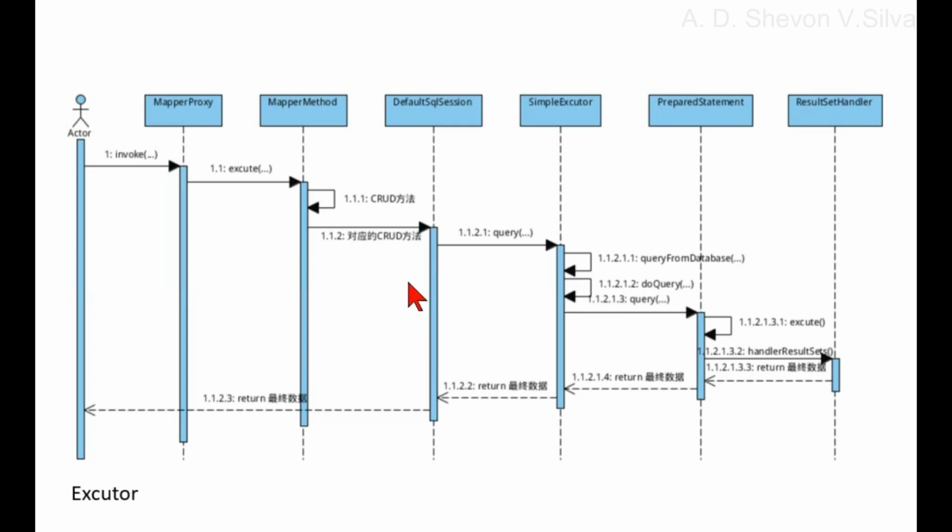Now we are back to SQL session. As we mentioned earlier, SQL session is just a facade, and it is the executor that really plays the role. Accessing an SQL session method will eventually fall to the corresponding method of the executor. Executor is divided into two categories. One is the cache executor and the other is the ordinary executor. The creation of the executor has been introduced before, so let's look at the CRUD methods of SQL session.